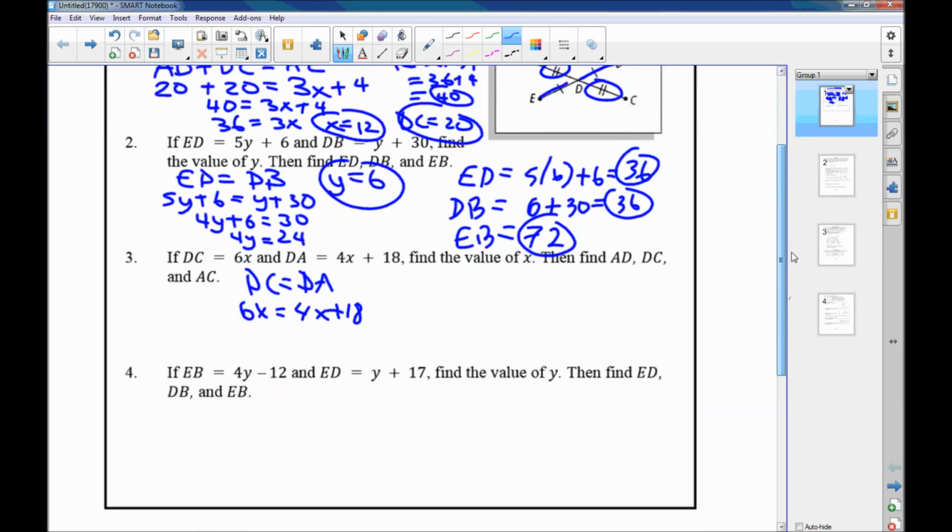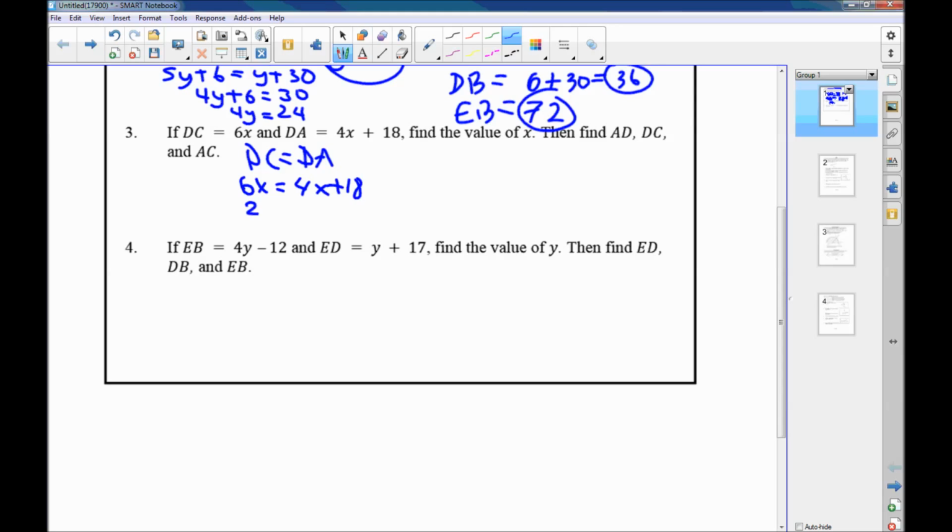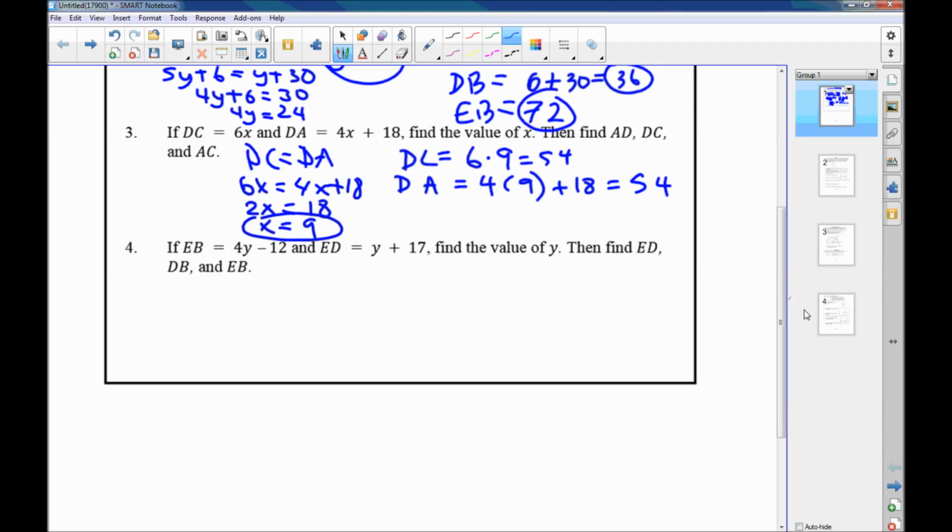And then we solve for x, so subtract 4x to both sides gives me 2x equals 18, and then divide by 2 to get 9. It says find the value of x, so there's one of our answers. And then find AD, DC, and AC. So DC, let's see that one first. That's 6 times 9 for 54. DA, which is AD, we got 4 times 9 plus 18. 4 times 9 is 36, and 36 and 18 makes 54 again.